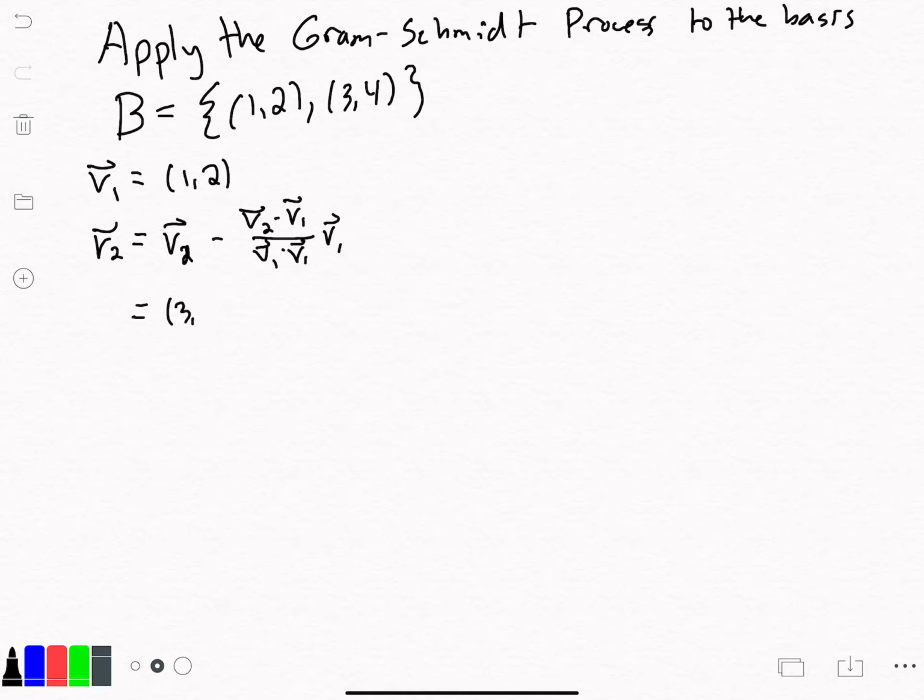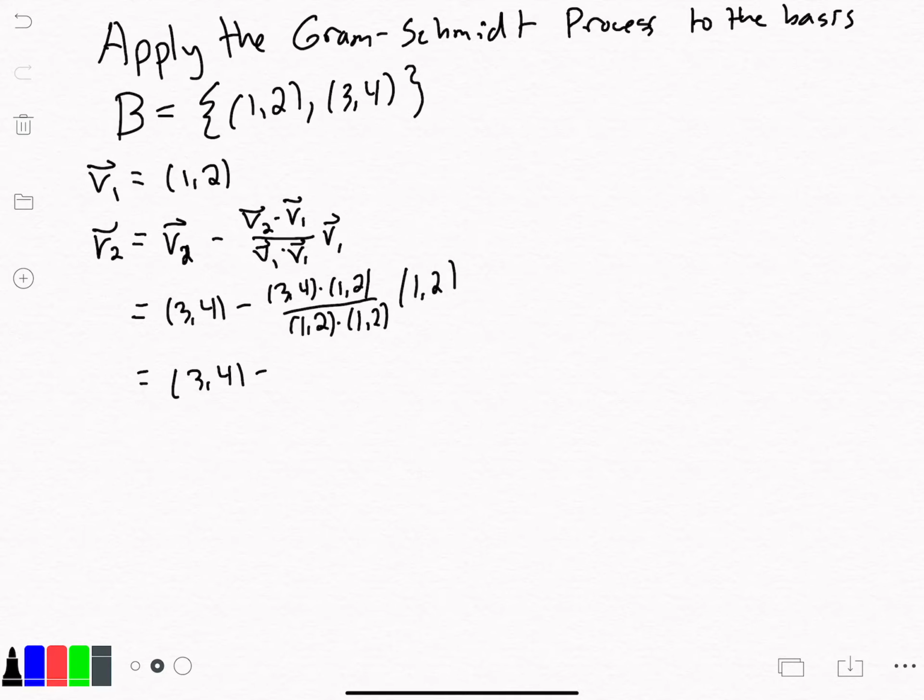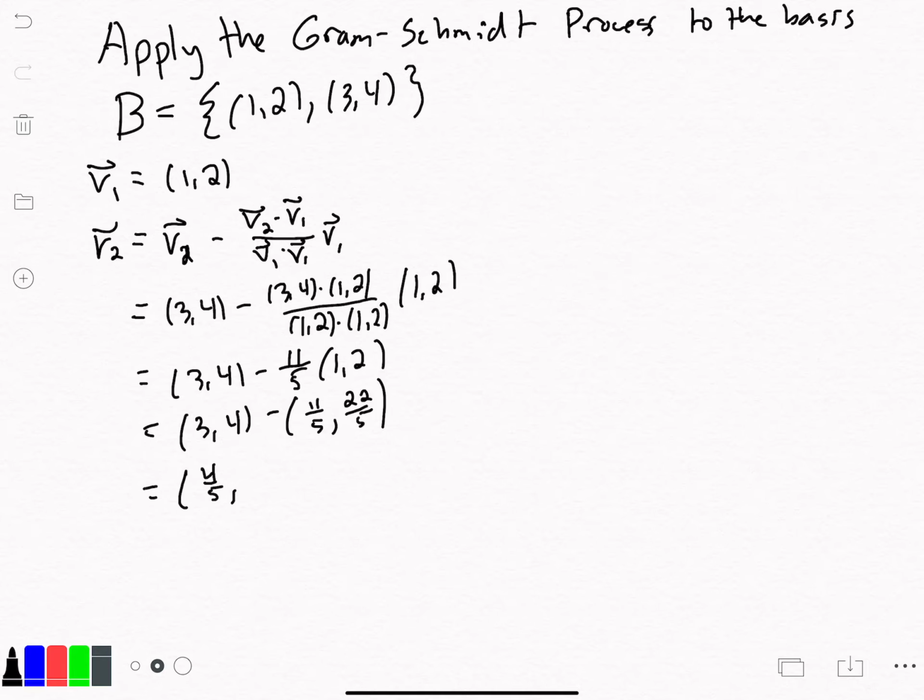So let's see, (3, 4) minus (3, 4) dot (1, 2) over (1, 2) dot (1, 2), times (1, 2). And we do this calculation here. (3, 4) dot (1, 2) is going to be 11, and then 5. And we can distribute that 11/5 there. And then when we subtract, we're going to get 4/5 and negative 2/5. And so that gives us our orthogonal basis.